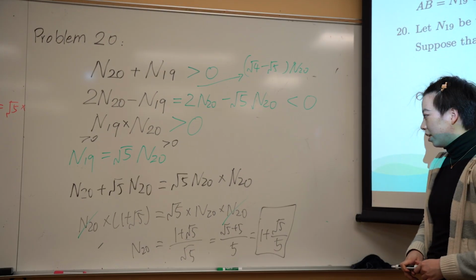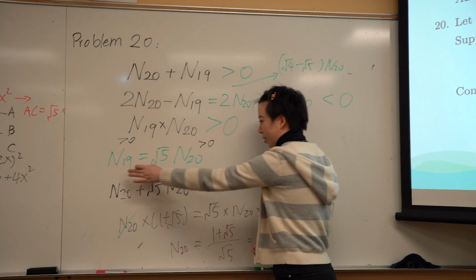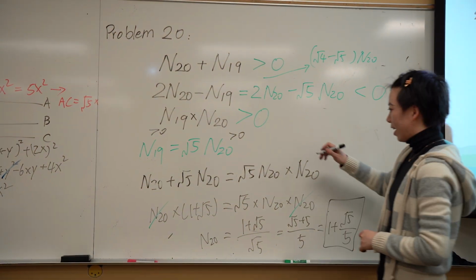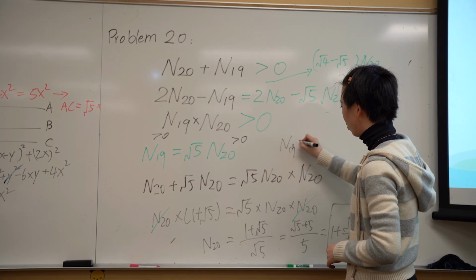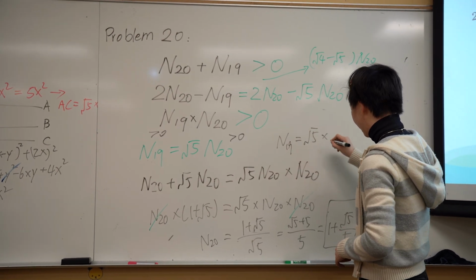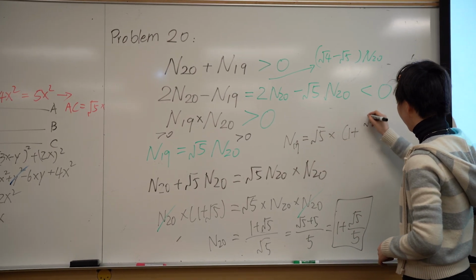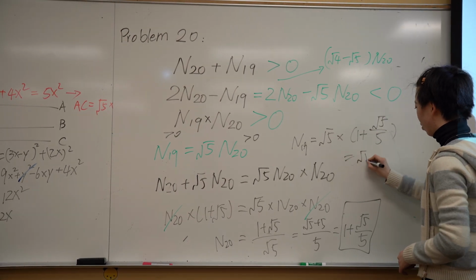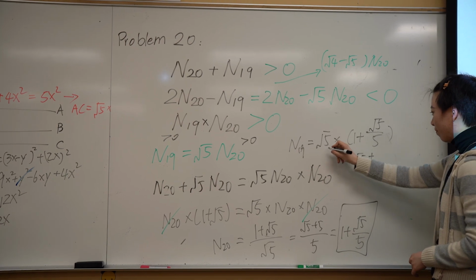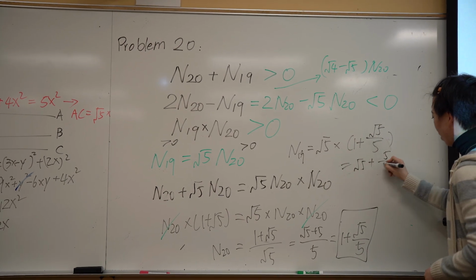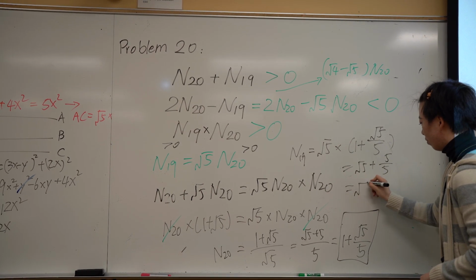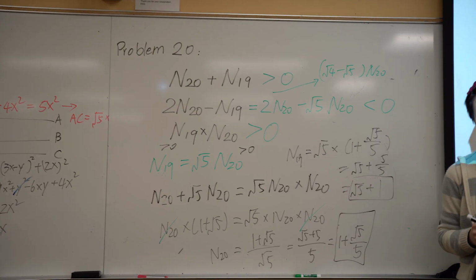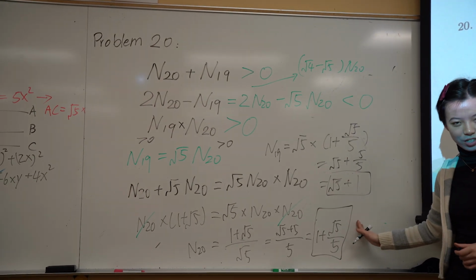And then we can use our expression of the relationship between n19 and n20 here to get our n19. So that our n19 will be square root of 5 times 1 plus square root of 5 over 5. What this is, square root of 5 plus square root of 5 times square root of 5 is 5, and then over 5, which is equal to square root of 5 plus 1. Ta-da! We got our answer for question 19 and also the answer to question 20.